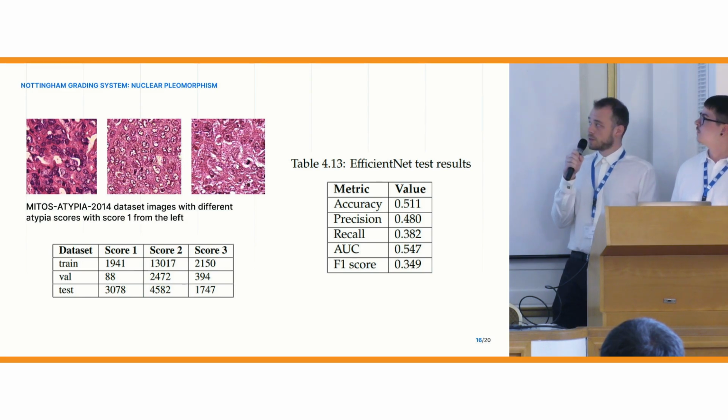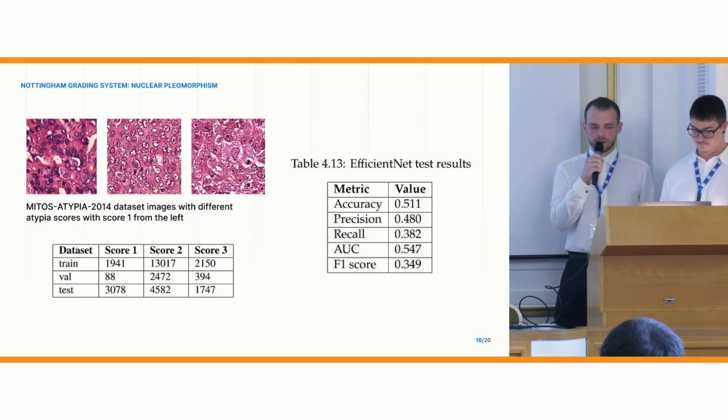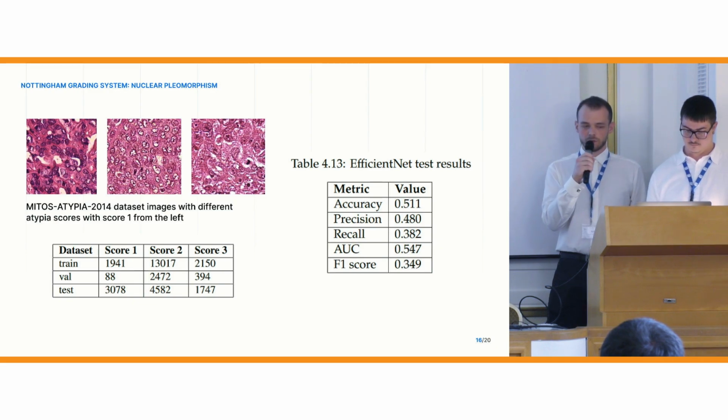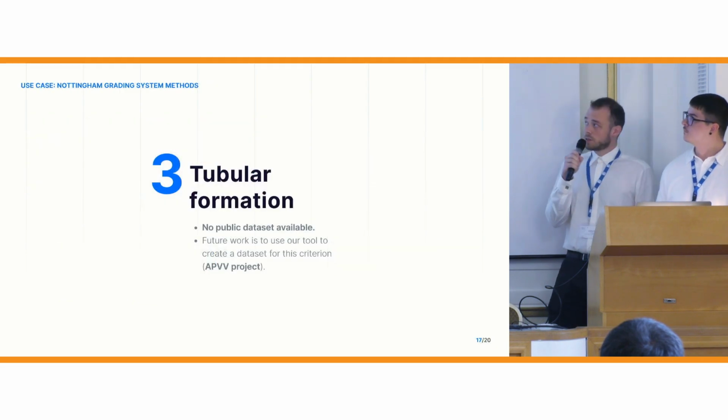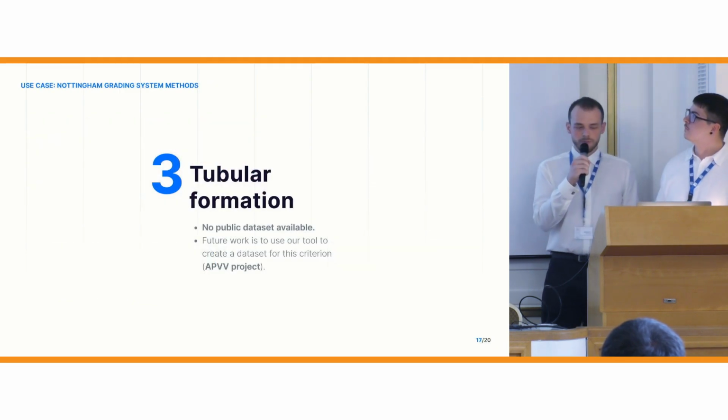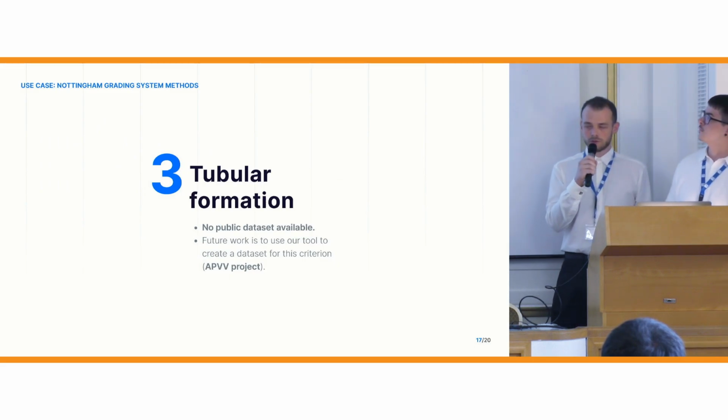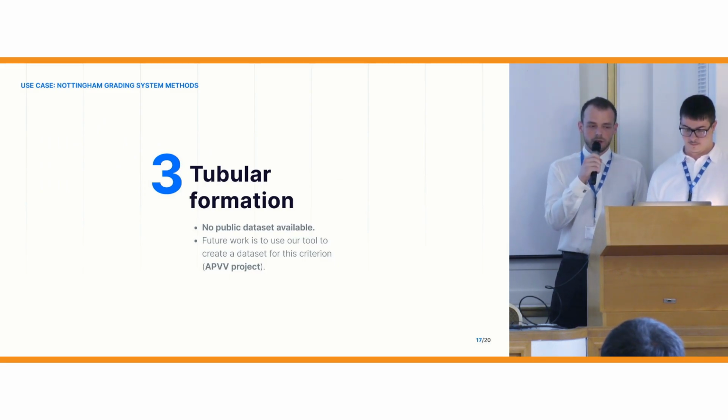We are not satisfied with the results, and it will be necessary to annotate additional data to improve this model. The last criterion is tubular formation. We didn't address this criterion because we couldn't find any public dataset. In the future, we would like to use this annotation tool to create one within APVV project.